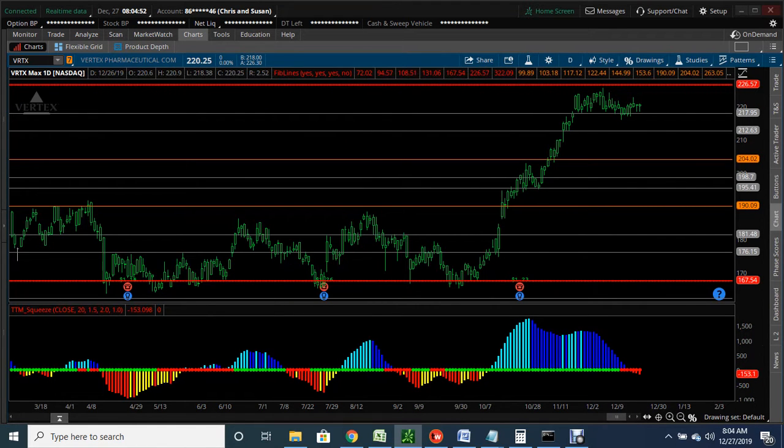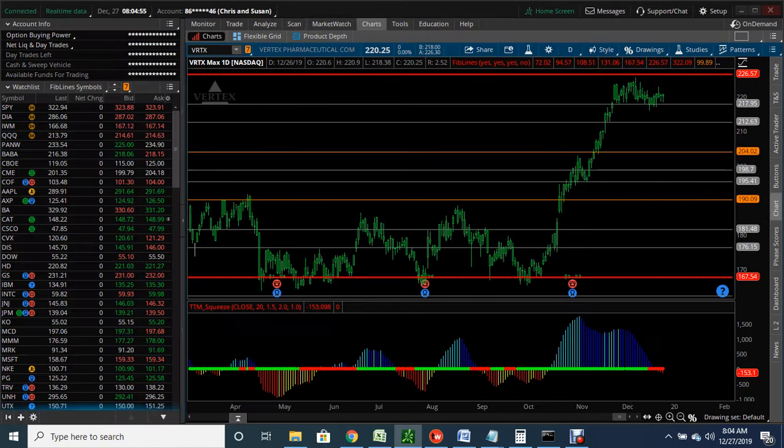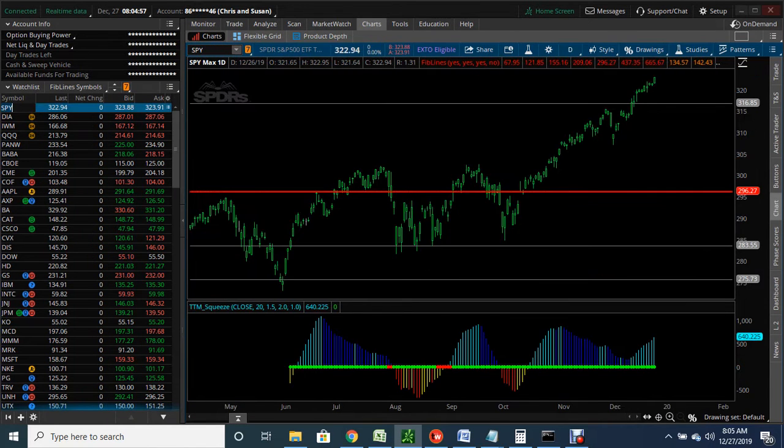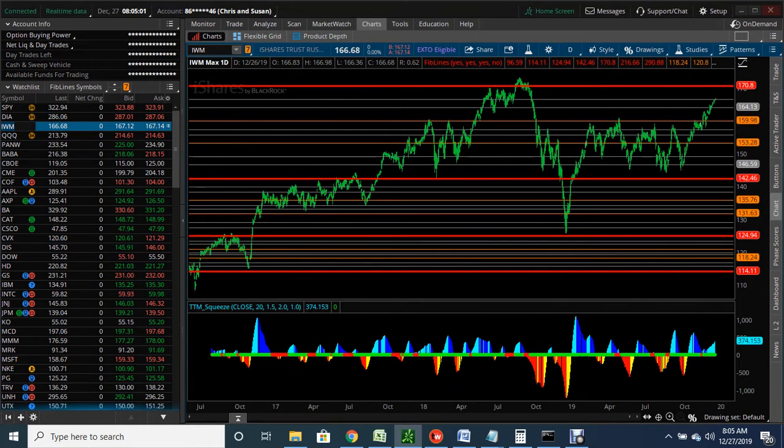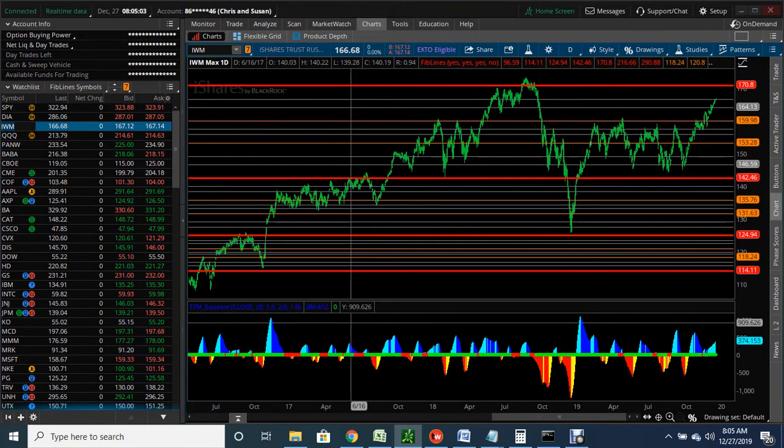So the indicator is provided for about 120 different symbols. And I provide you the symbol list with the indicator over here on the left. You have all the big indicators in there. All the big ETFs and all the big stocks, Dow 30, NASDAQ 100, etc.